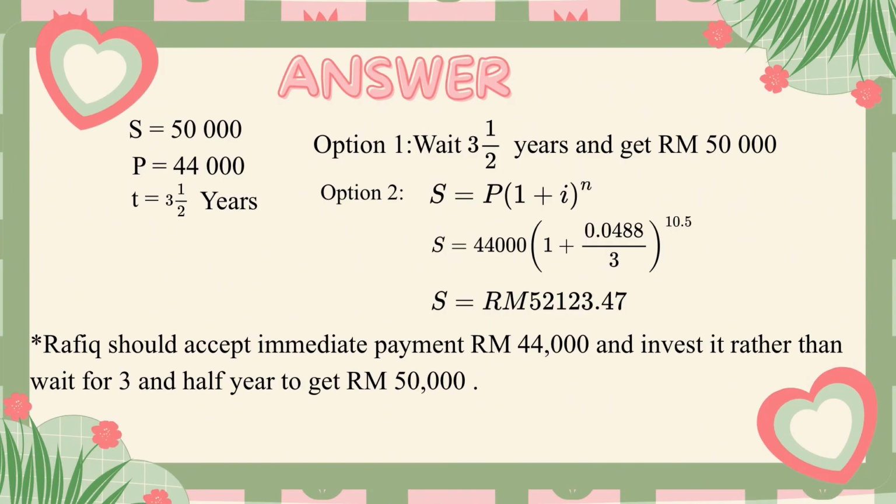Next, option 2, we enter all the values in this formula and our N is 10.5 because we times T and M. And we will get the answer RM 42,123 and 47 cents. In conclusion, Rafiq should accept immediate payment RM 44,000 and invest it rather than wait for 3.5 years to get 5,000 ringgit.